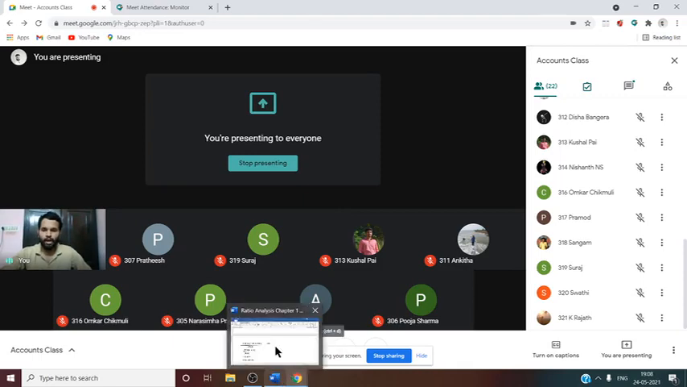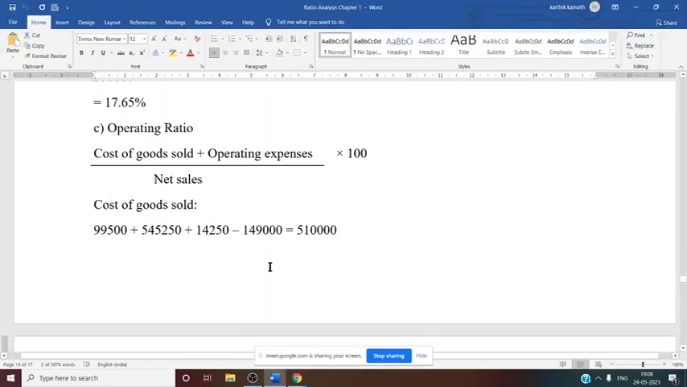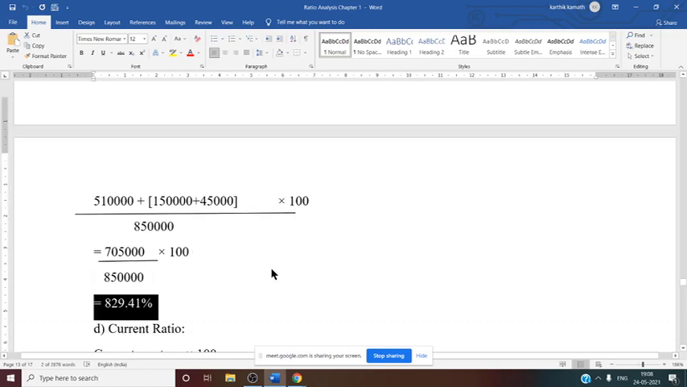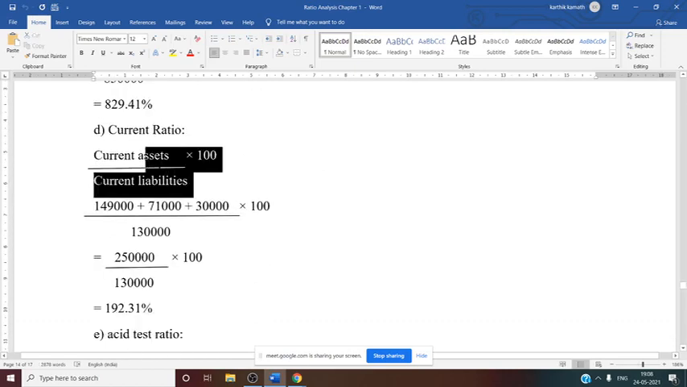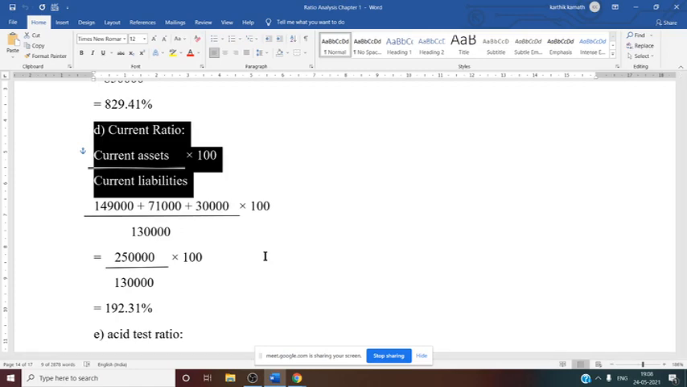So now after discussing this third one, operating ratio, let us see the fourth one. Fourth one is current ratio. Again, current ratio formula, very simple formula. We know that current asset divided by current liability into 100, if you do, you will get current ratio.